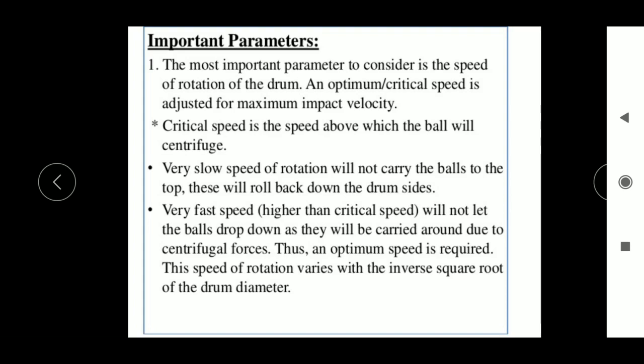A very fast speed, higher than the critical speed, will not let the balls drop down, as they will be carried around due to centrifugal force. Thus, an optimum speed is required. The speed of rotation varies with the inverse square root of the drum diameter.